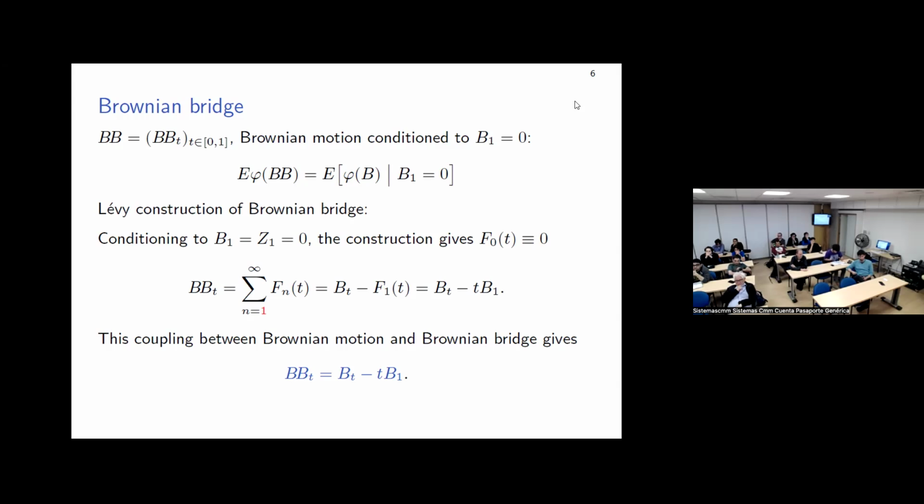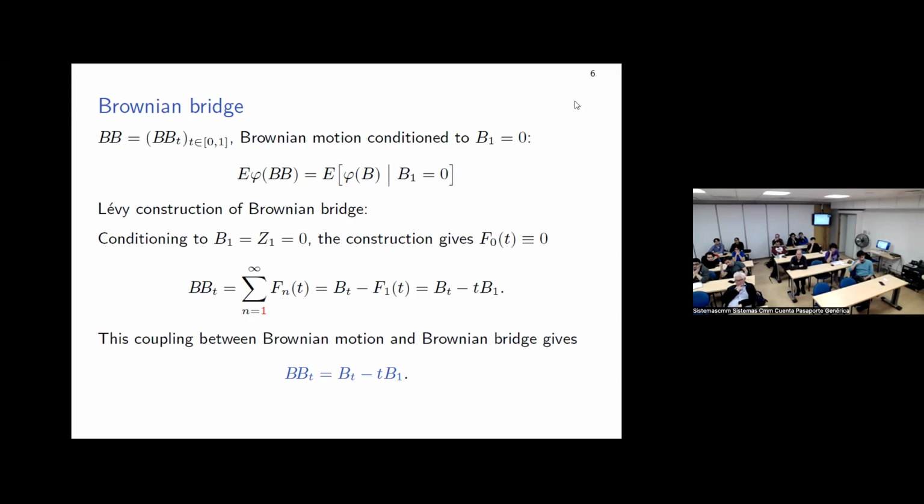So you take F0. If you do that, then the Brownian bridge is just, instead of starting from 0, you start from 1. And then immediately, you have B_T minus F_1 T, so you have this relation, which is an almost sure relation between the processes. Okay.